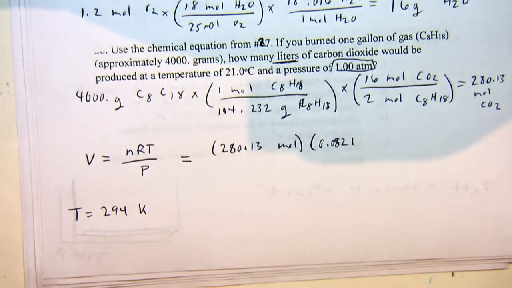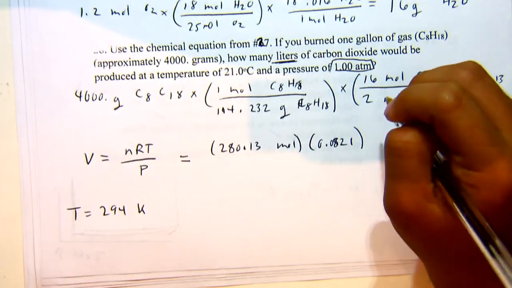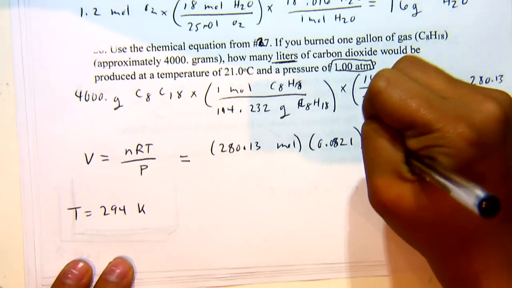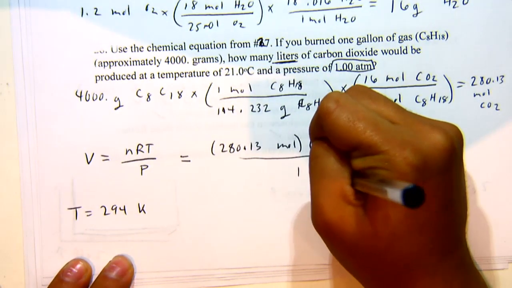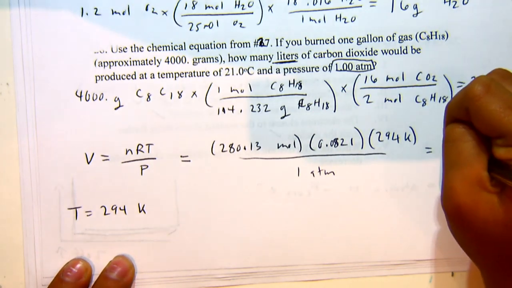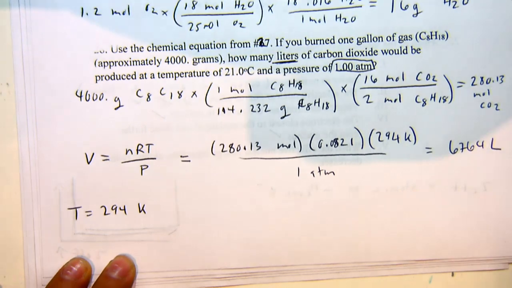That throws off your whole calculation, and especially the ACS, they purposely put answers that are based on if you make a small error in the calculation. So pay attention to when you're doing that, even in the calculator. Times 294 Kelvin over a pressure of 1 atm, we're going to end up with a volume of approximately 6,764 liters.